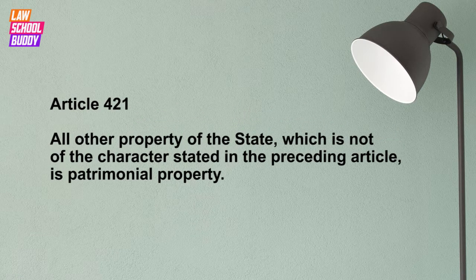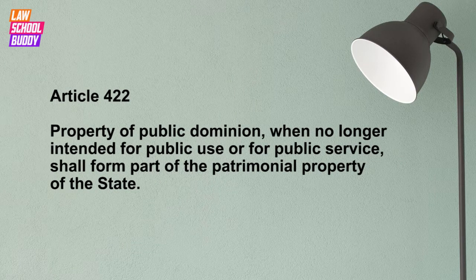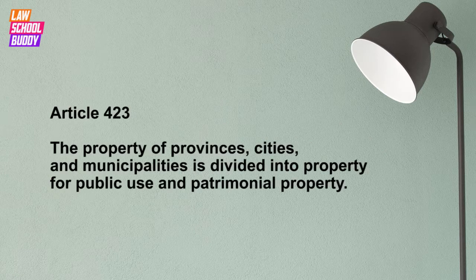Article 421. All other property of the state, which is not of the character stated in the preceding article, is patrimonial property. Article 422. Property of public dominion, when no longer intended for public use, or for public service, shall form part of the patrimonial property of the state. Article 423. The property of provinces, cities, and municipalities is divided into property for public use and patrimonial property.